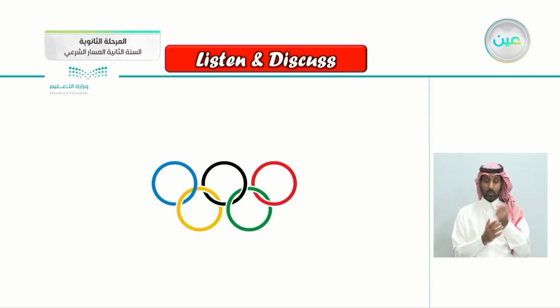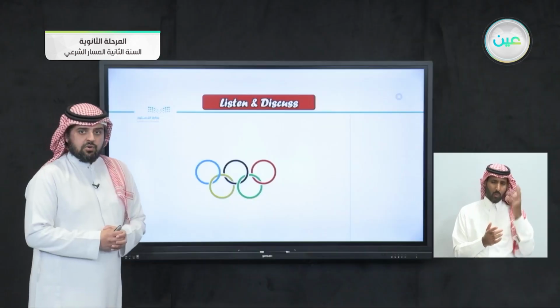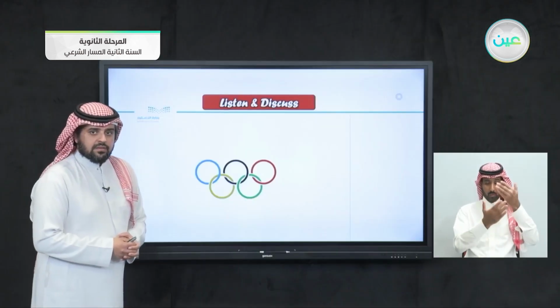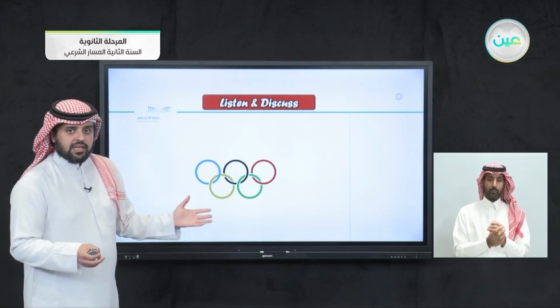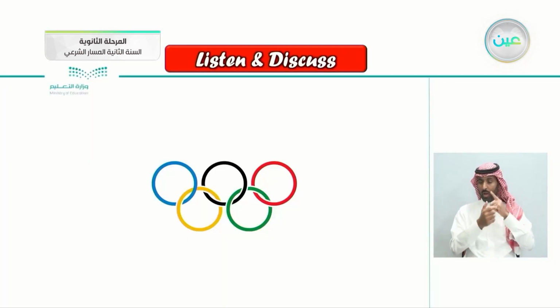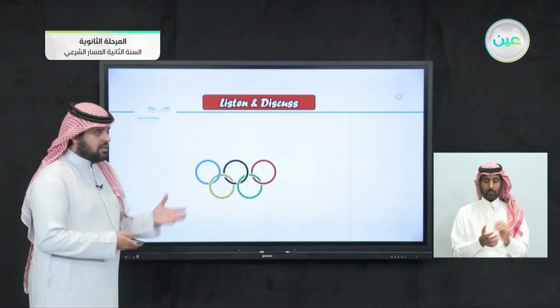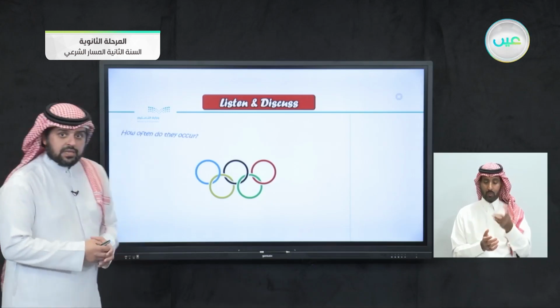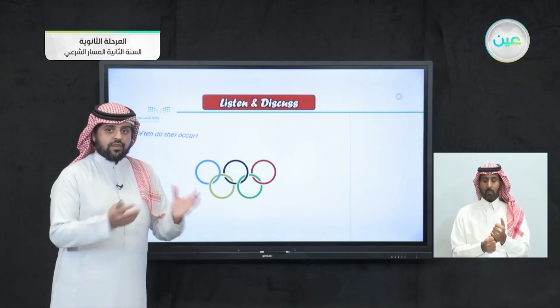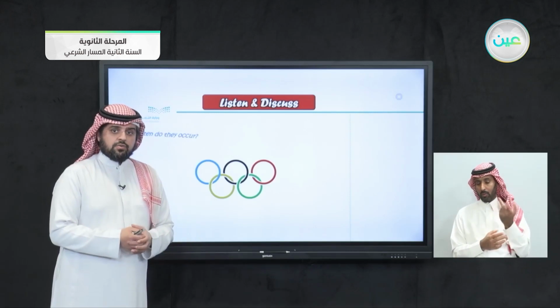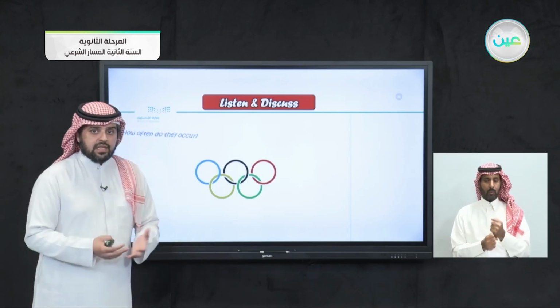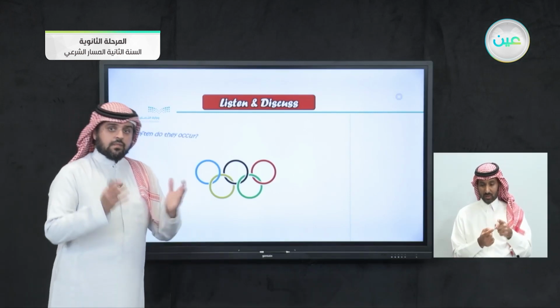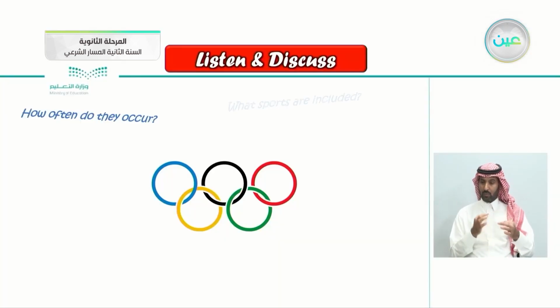So I think you can guess what this logo here is. Yes, that's correct. It's the logo for the Olympics. But can you answer some questions about it? For example, how often do the Olympic sports events occur? Do they happen every year, every 2 years, or, that's correct, every 4 years?